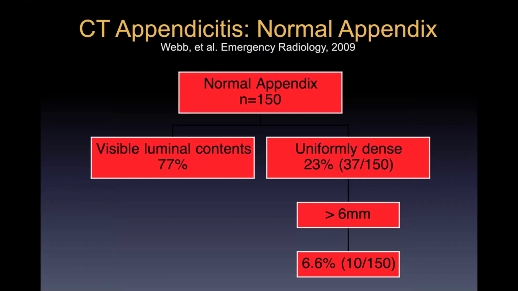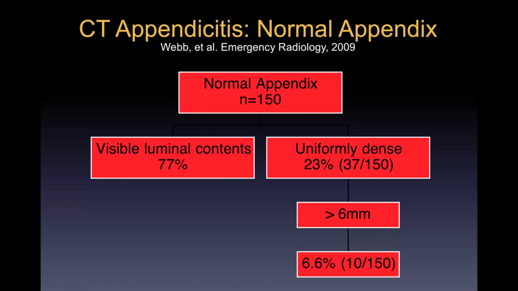So most of the time, you're going to see visible luminal contents that are going to help you sort out whether it's normal or not. It's actually about 75% of cases. About a quarter of cases, it's going to be bigger than 6 millimeters and have that sort of uniformly dense, in about a quarter of cases, it's going to have that more equivocal sort of isodense or collapsed appearance. And of that quarter, the number that are greater than 6 millimeters is about 6 to 7%.